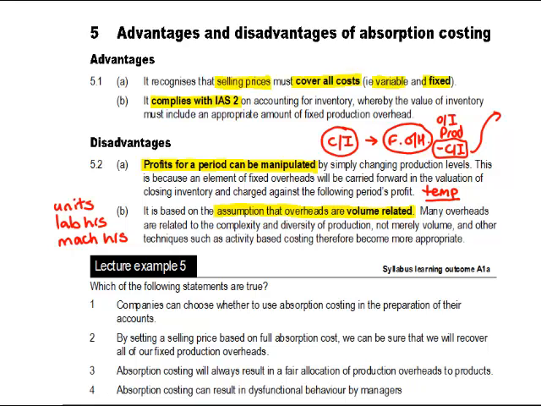What we'll see later is that many overheads are not related to volume at all. They're actually related to complexity of product and diversity of product. And that means that really we need some different techniques. And we're going to be looking at activity-based costing as a different form of absorption costing, if you like, a more sophisticated form of absorption costing that allows us to address this issue.